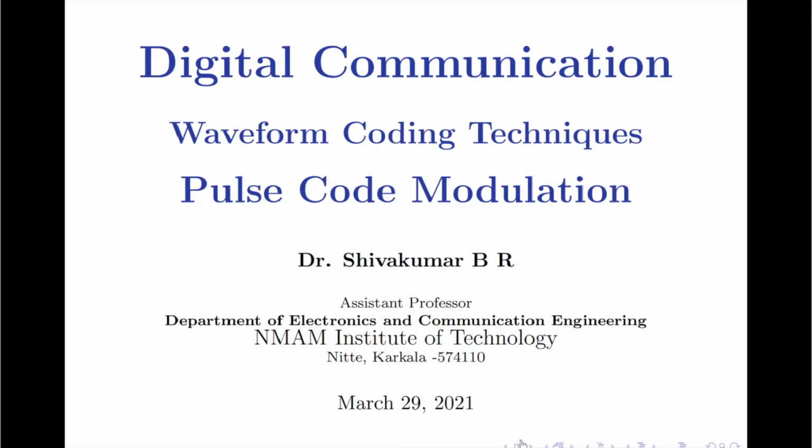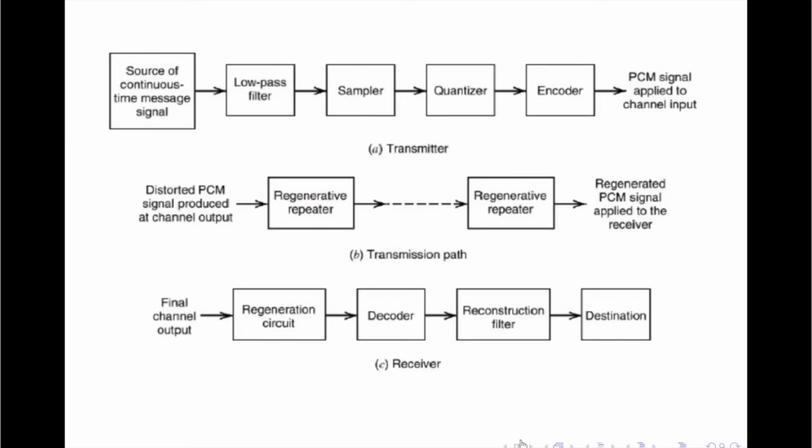PCM belongs to a class of signal coders known as waveform coders. PCM systems are complex in that the message signal is subjected to a large number of operations. The essential operations in the transmitter, receiver, and the communication channel are displayed in the diagram here. The sampling, quantization, and encoding operations are commonly performed in the same circuit, which is called an analog to digital converter.